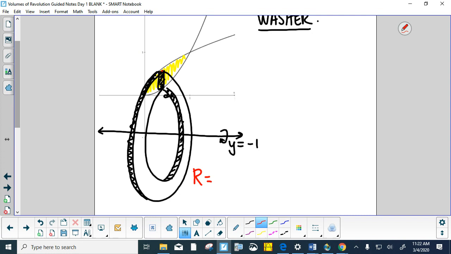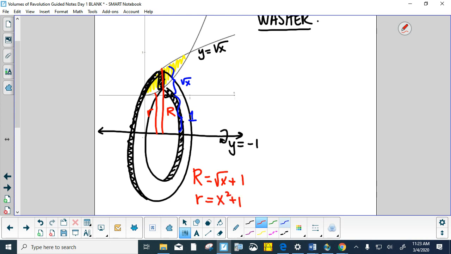Well, big R is the radius of the outer disk, right? So it's going to be which function? Yes, because this is root x here. y equals root x. It's going to be root x, because the distance from here to here is root x, isn't it? So what do I have to do to root x? I have to add this distance, which is 1. So big R is root x plus 1. And little r is going to be x squared plus 1. Everybody agree with that?